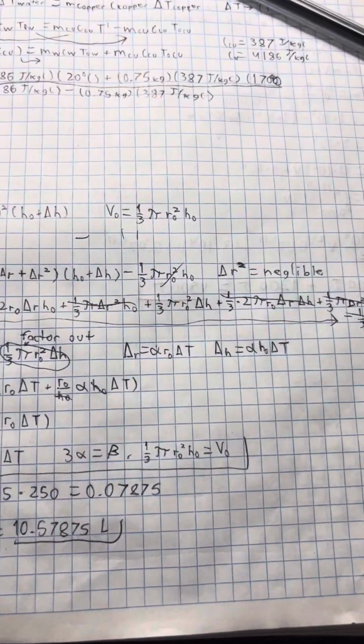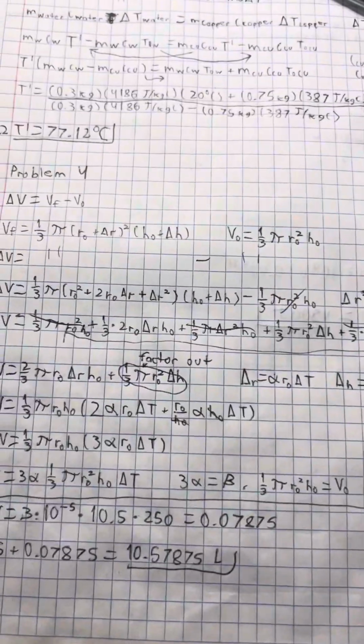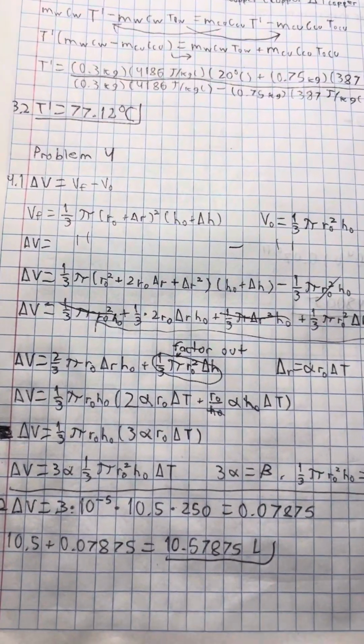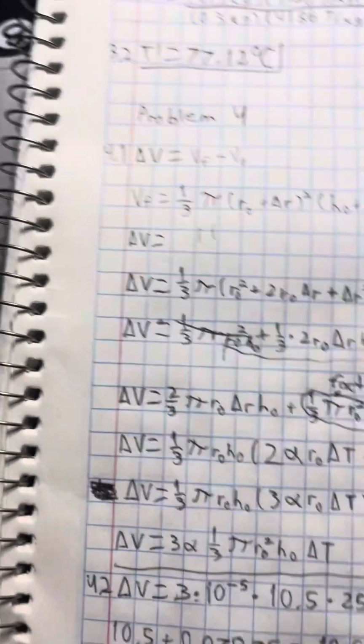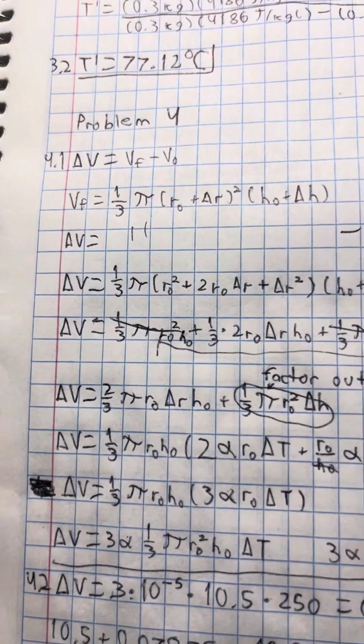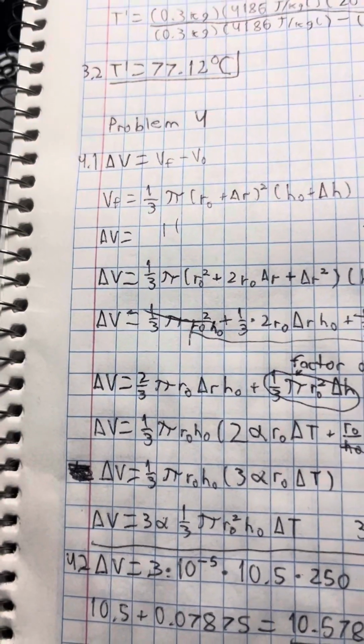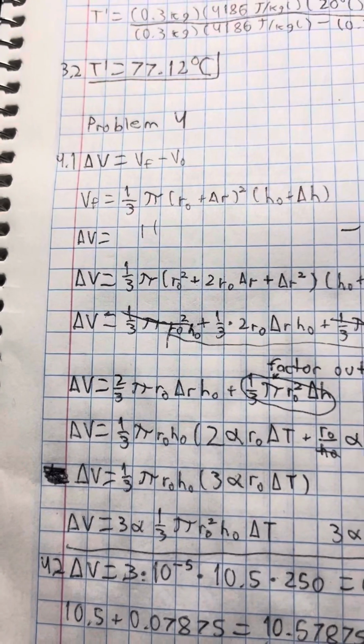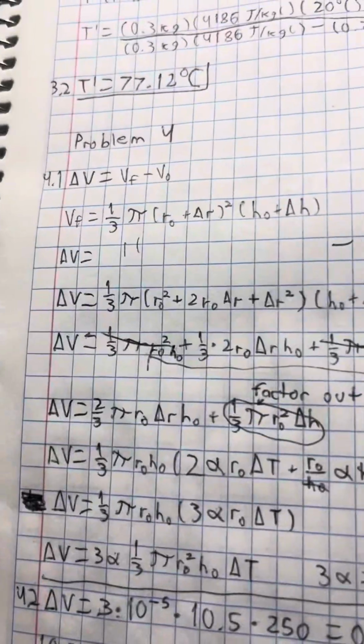Sorry if there are a lot of scratches, it's because I neglected a lot of things and canceled out other things. So basically, you have to perform this multiplication first. The first multiplication, 1/3 pi times initial r squared times initial height, cancels out with this rest over here, because this is negative and here is positive. It goes all the way there.